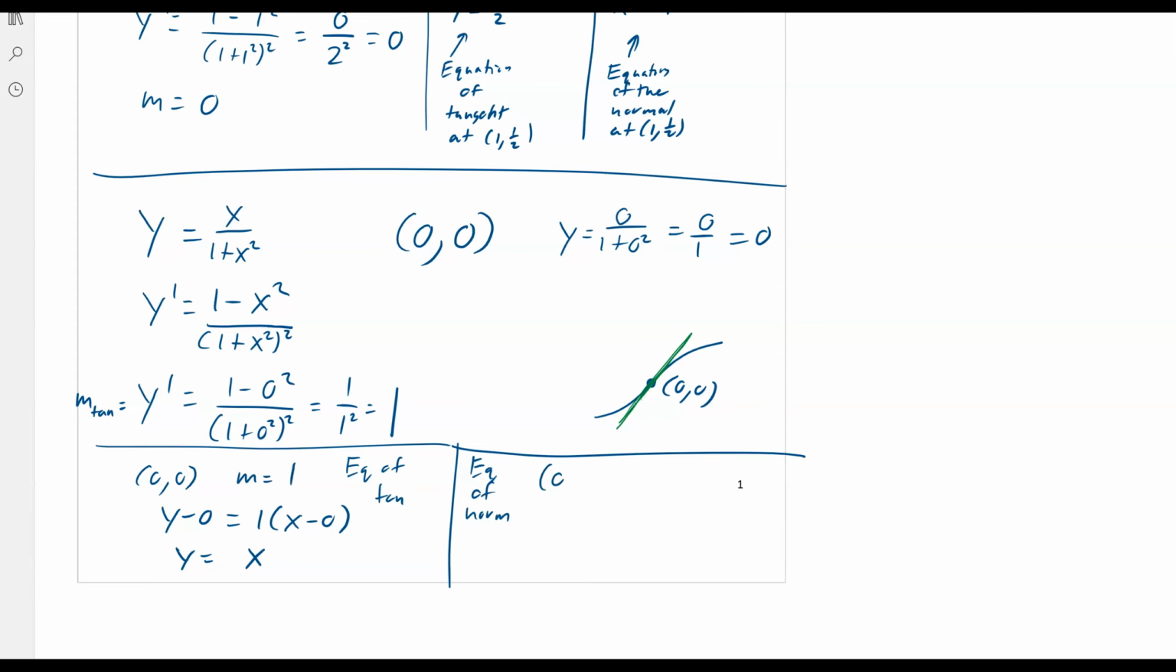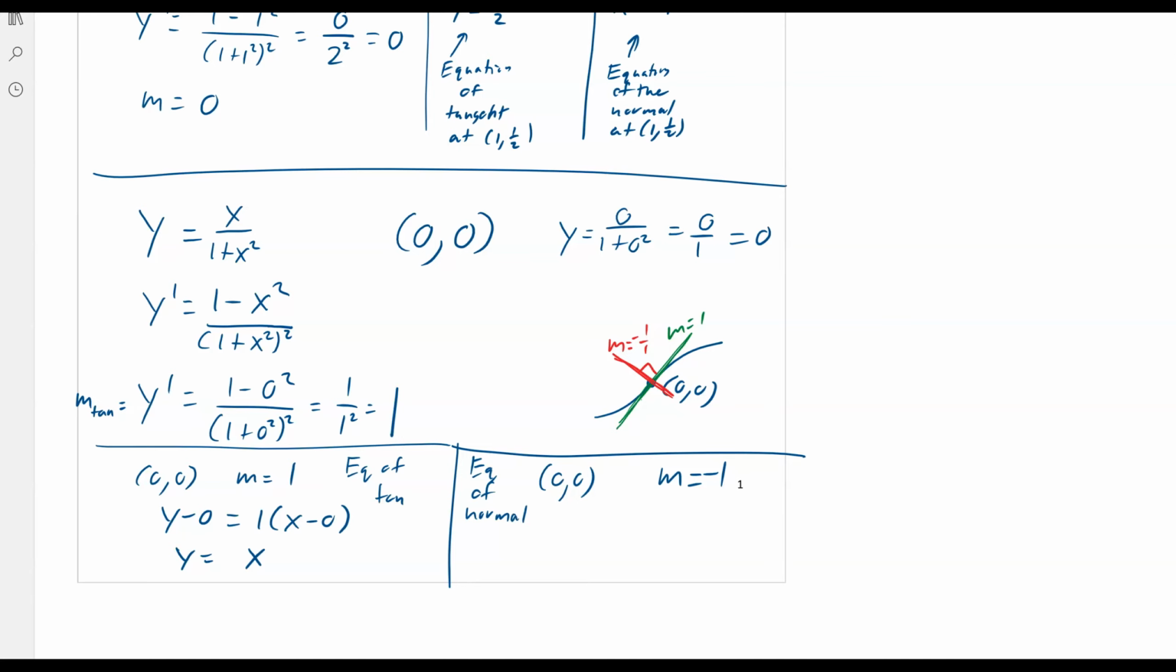So now we're going to do the equation of the normal. So again, it shares the same point, 0, 0. We just now need the line that is perpendicular. So they both still have the same point, but we need to take the negative reciprocal of the slope. So it's just negative 1. If we take our slope of 1 and flip it, we get 1. And so it becomes negative 1. This is for our normal.